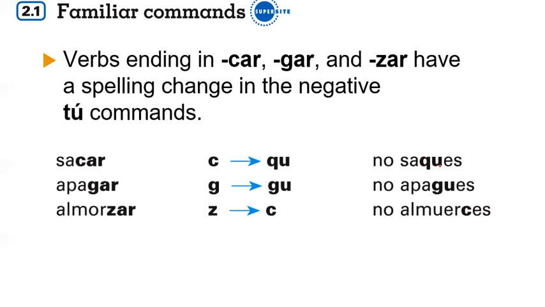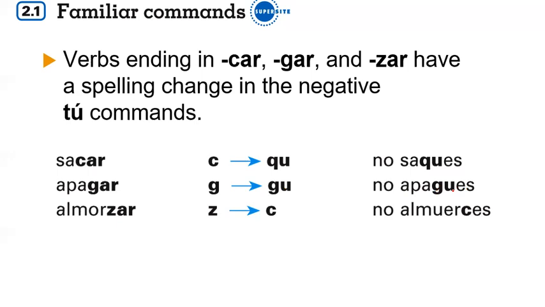It's a QU instead. Same thing happens with gar, and again, it's about the consistency of the rules. With pagar, we want to keep that hard G sound. But if you have a G-E combination, that would not keep that sound. It would make it more like the English H sound, he. So we just add the U after the letter G to keep the hard G sound. So this is no apagues instead of A-P-A-G-E-S, which would be pronounced apages. We don't want to say the ges, we want to say gues, so we have to put a U right there to keep that G sound.